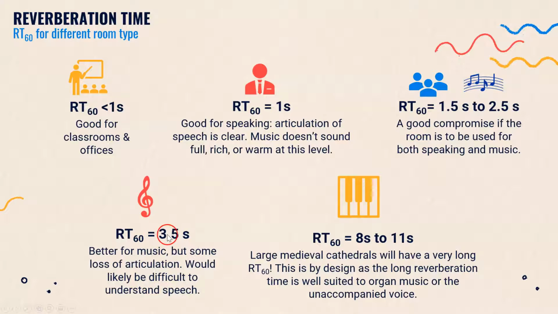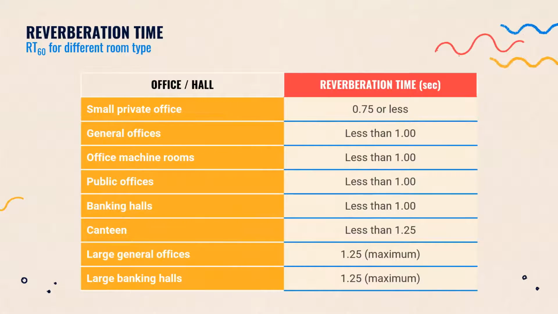And then RT60 equal to 3.5 second is better for music. Okay, it's better for music and not very suitable for speech. And higher than that, 8 second, you see the difference? 8 second is, for example, for large medieval cathedrals, because they use organ music or with an accompanied voice. Here's another list of reverberation time for different places. The result that we got just now is 1.98.